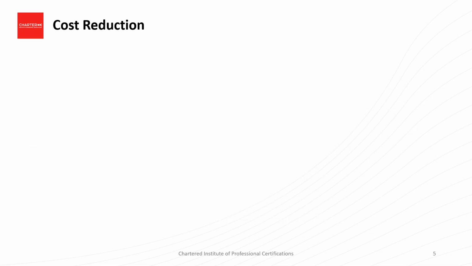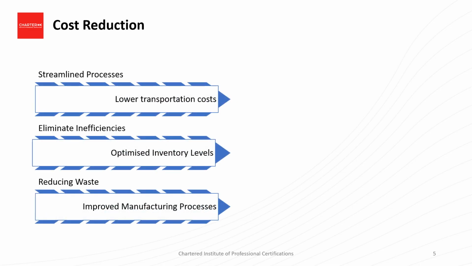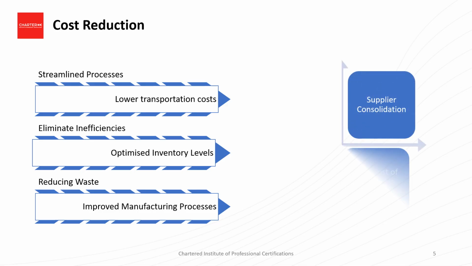Now, supply chain optimization is a powerful tool for significantly reducing costs within an organization. Companies can save money by streamlining processes, eliminating inefficiencies, and reducing waste. Therefore, the supply chain becomes more efficient as a result of effective optimization, resulting in lower transportation costs, optimized inventory levels, and improved manufacturing processes. And there are 4 ways that this can be achieved.